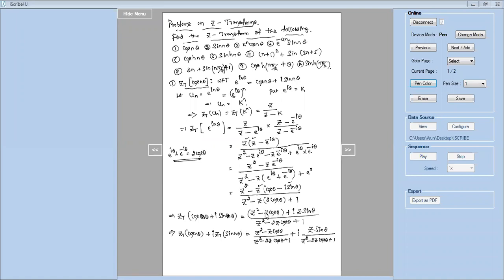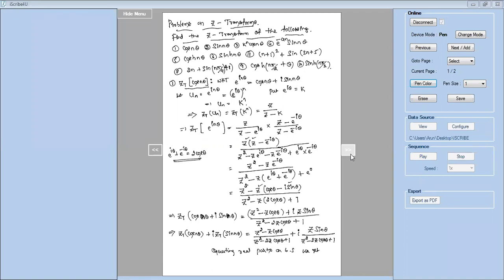So the real part is something like this, a plus b divided by c. So we have written it as a by c plus b by c, real plus imaginary. Now if we equate the real parts on both sides, we get... So if I equate the real parts, what is the real part here? You know, the z transform of cos n theta is equal to the real part here, this one.